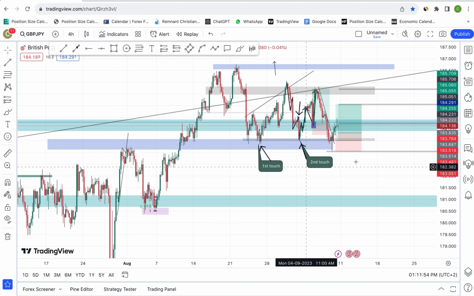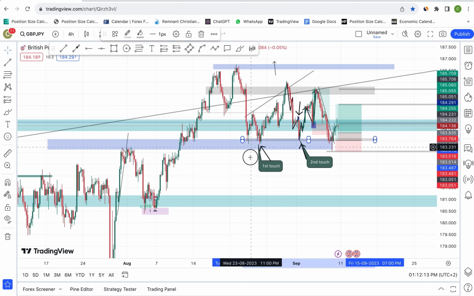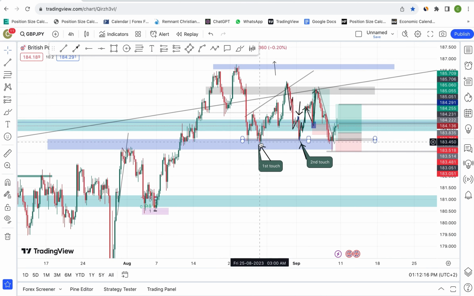I'm going to be emphasizing this third touch on this trend line. You can see the first touch, the second touch after the flip zone occurs. The reason I explain this is that as a newbie you might not catch the first touch, and you don't need to bother about it even if you don't catch the first touch.